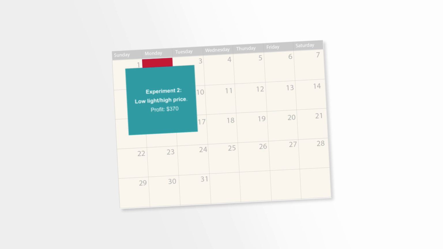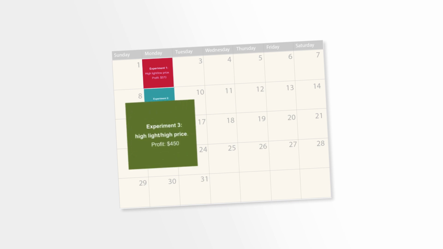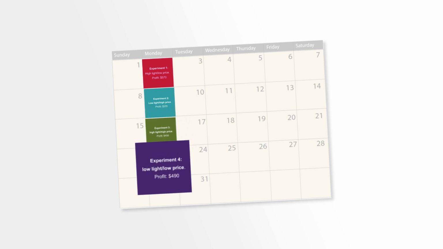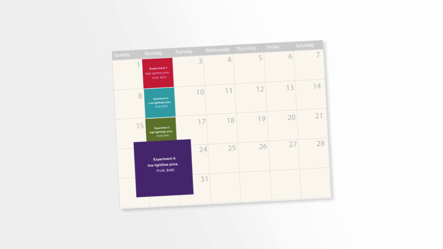Then the next Monday, you run the combination of low amount of light and high price, and the profit is $370. The following Monday, you have prices that are high and with high amount of light, and the profit there might be $450. Then the last Monday, you have the final experiment with low light and low prices, and your outcome is a profit of $490.